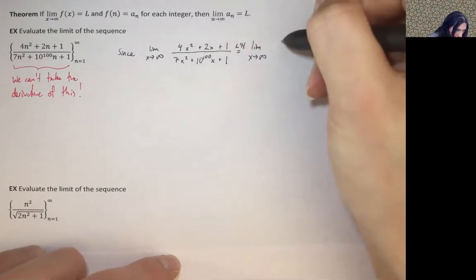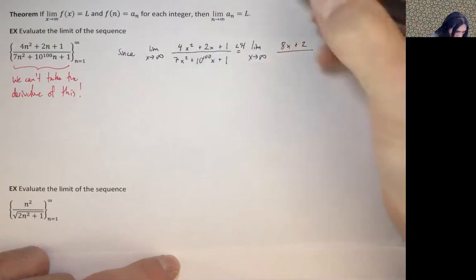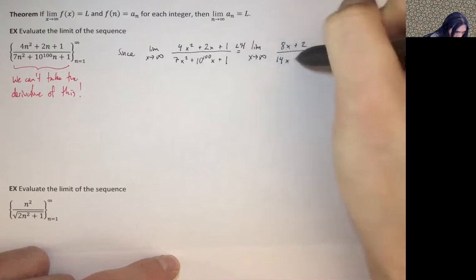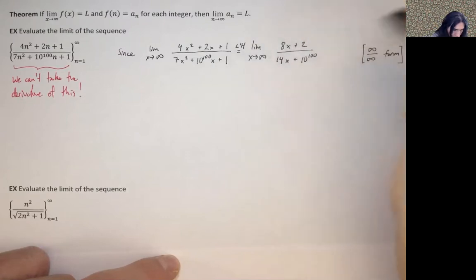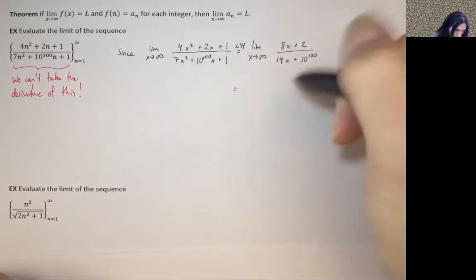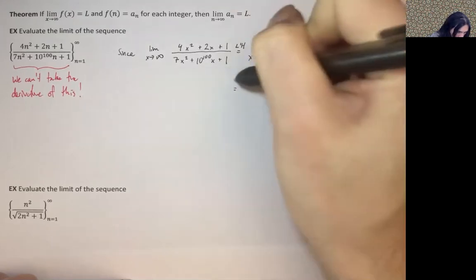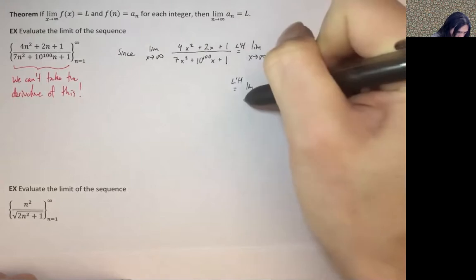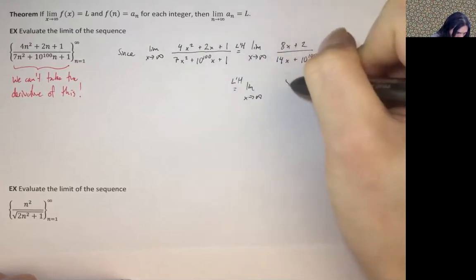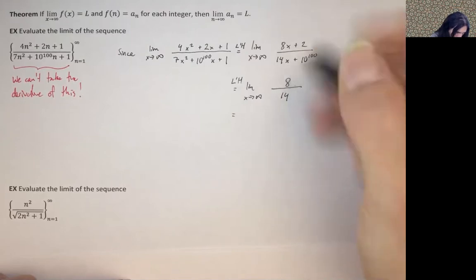Let's see, the derivative of the numerator here would be 8x plus 2, and the derivative of the denominator would be 14x plus 10 to the 100. And it turns out that this is, again, another infinity over infinity form, so I can do another application of L'Hopital's rule. Taking the derivative of the numerator, we get 8, and the denominator, we get 14. And so the result of this limit here is 4/7.